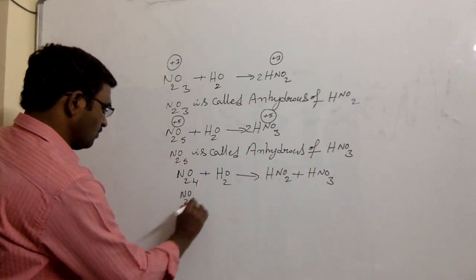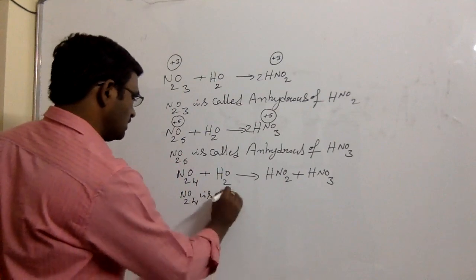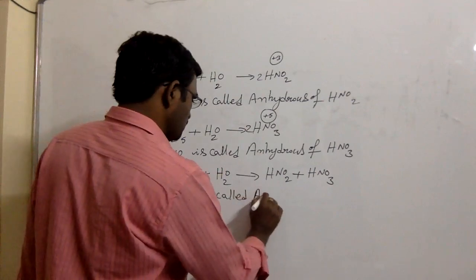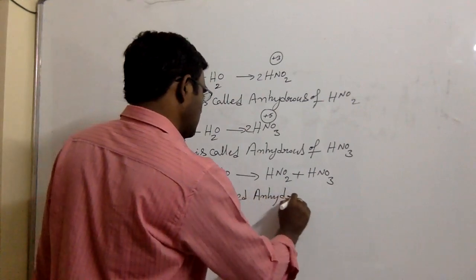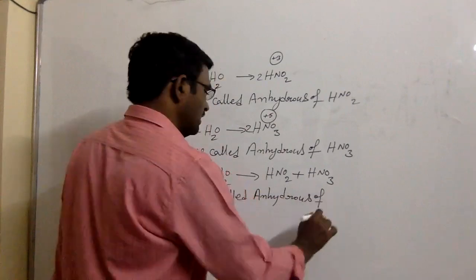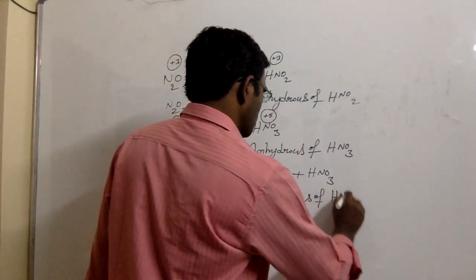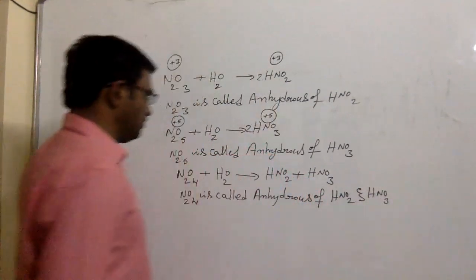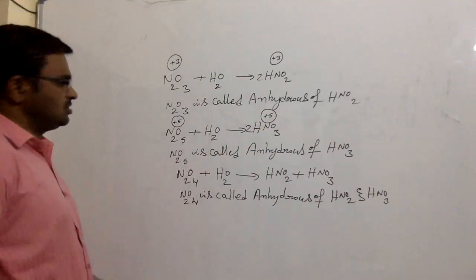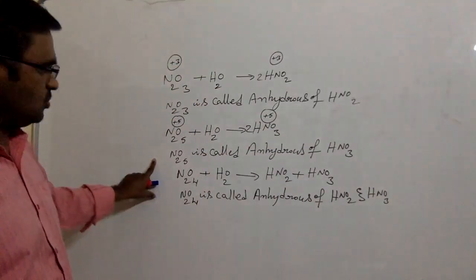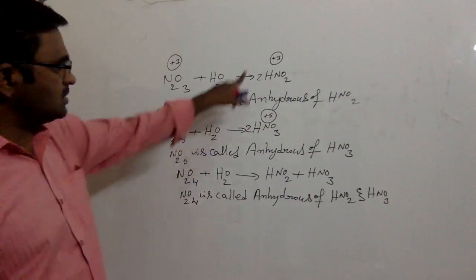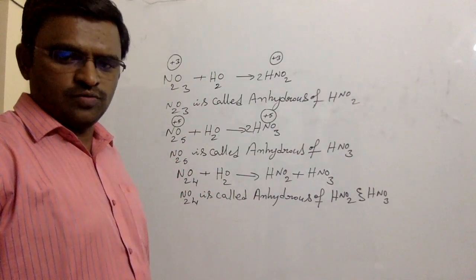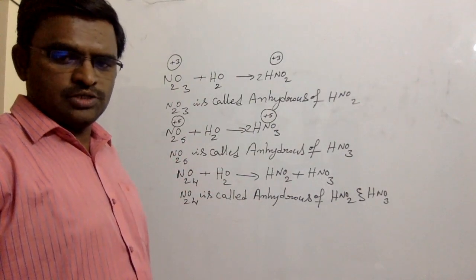Here N2O4 is called, very important students in competitive exams, the anhydride of HNO2 and HNO3. Very important students, don't confuse this. These are anhydrides. These all are anhydrides of particular acids. Okay, this is more useful in competitive exams. Please remember it.